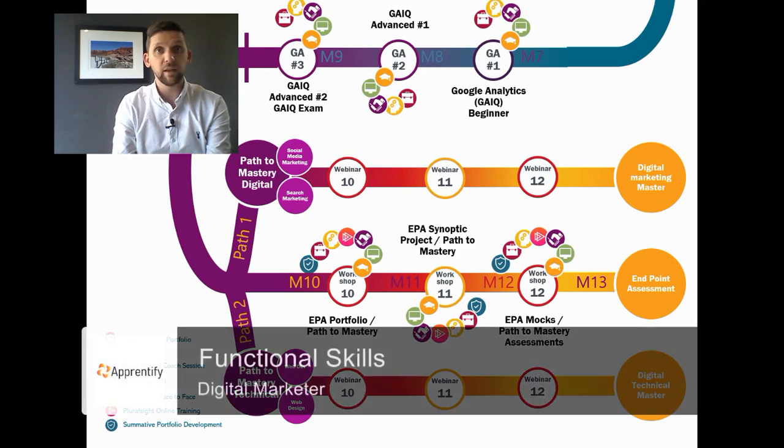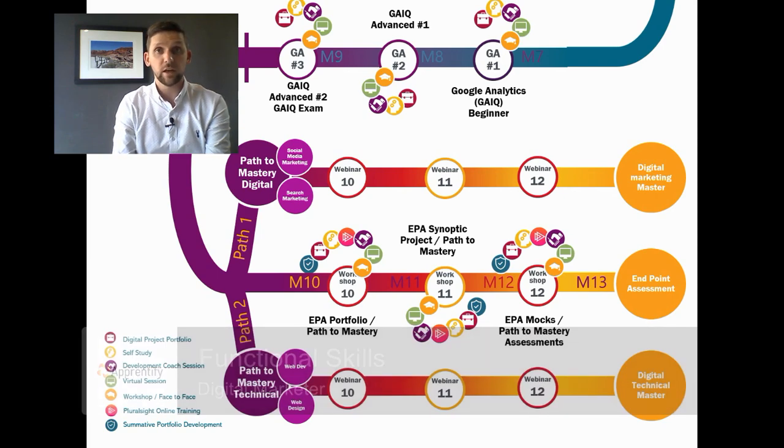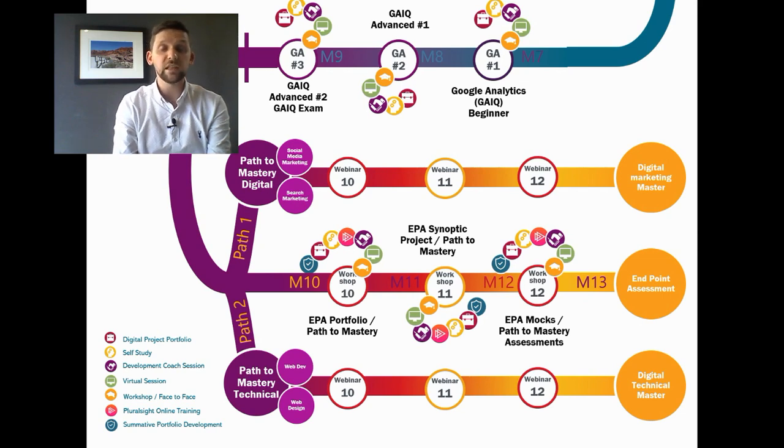The final element that I haven't mentioned is functional skills. Every apprentice has to demonstrate a minimum standard of English and maths for their apprenticeship. Digital marketer is no different. In fact, digital marketer is possibly more important that your English and maths skills are top class. When you're creating content every single day and you're writing blogs, writing social media posts, writing articles for the website, naturally you're using English on a day-to-day basis to a high standard.